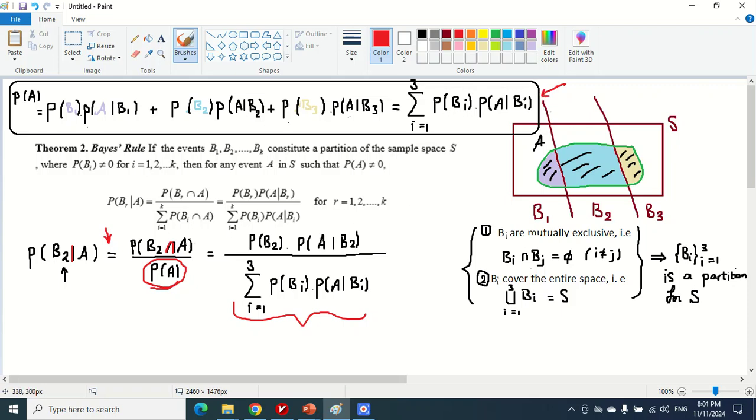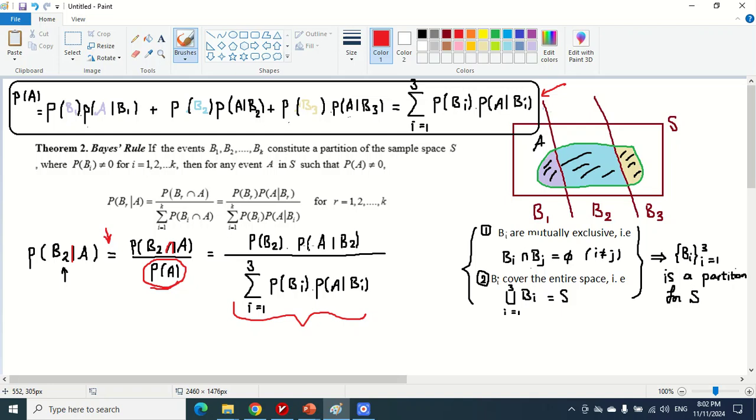And instead of the numerator that we had, the probability of B2 intersected by A, I would write that as the probability of B2 times the probability of A given B2, which is determined by the multiplicative rule. This is the form of the Bayes rule.